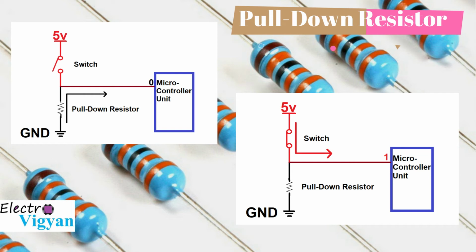Now, suppose the voltage is induced at the input pin due to electromagnetic interference when the switch is open. As we have connected the input pin of the microcontroller to the ground via the resistor, the induced voltage will go to the ground and the input will remain at logic 0 for any induced voltage.